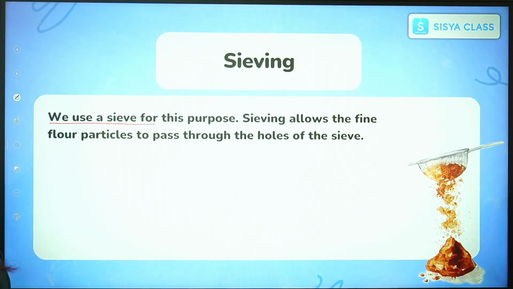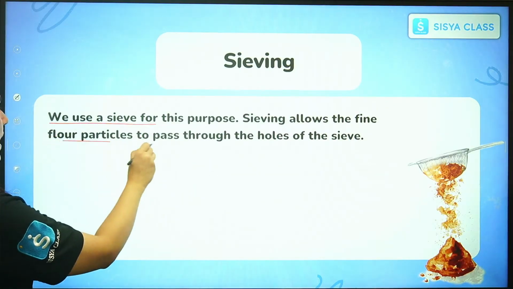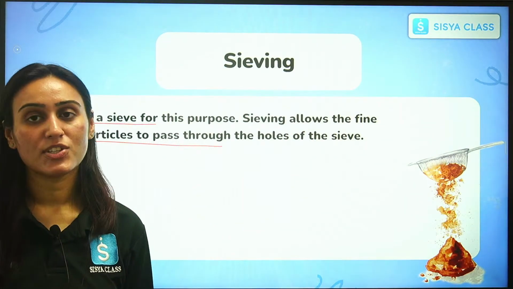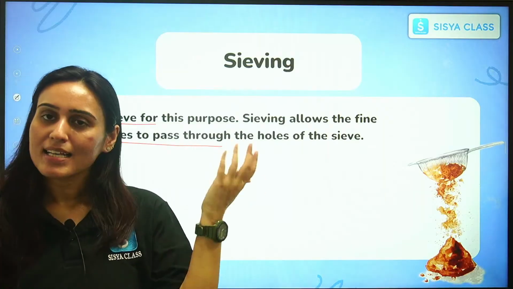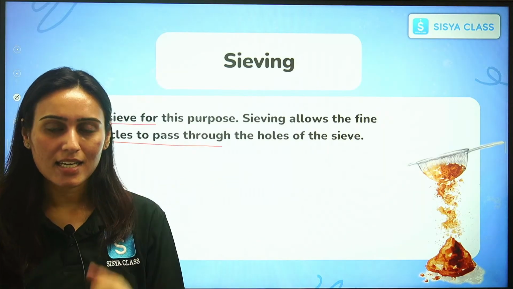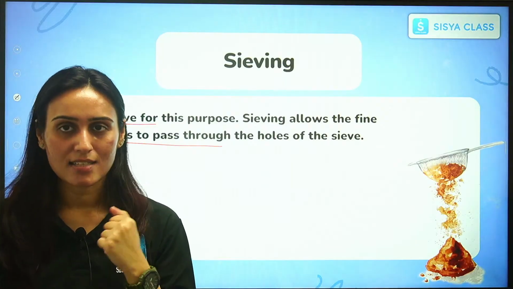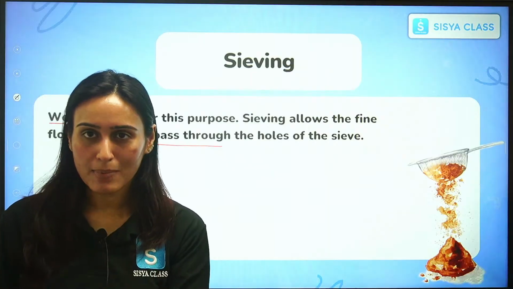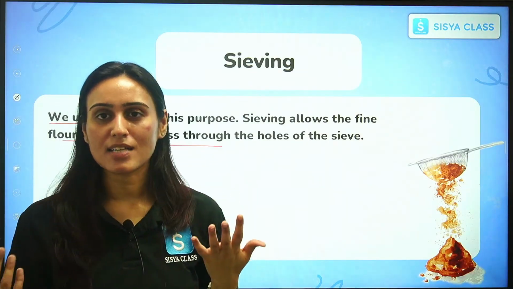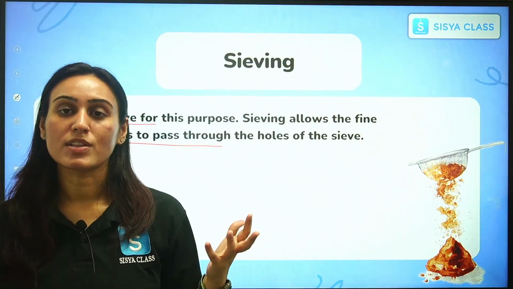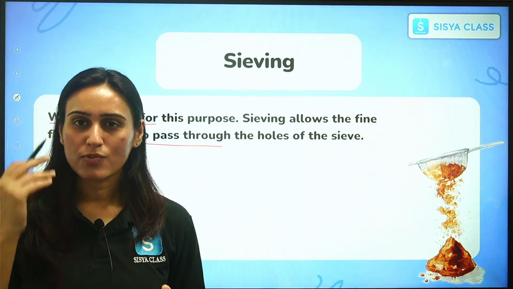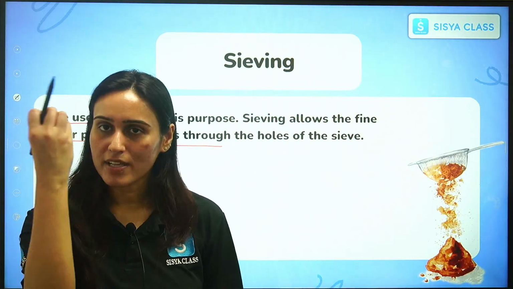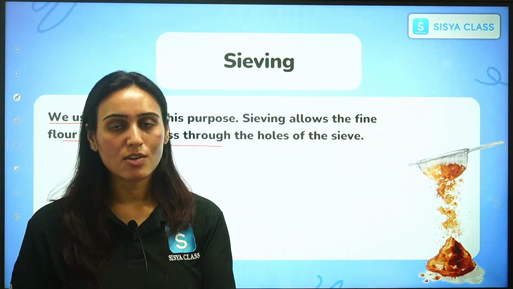So we use a sieve for this purpose. Sieving allows the fine flour particles to pass through the holes of the sieve, and your bigger particles which are not going through the holes, they will be left behind. As simple as that, right? So you have separated out two components based on size. This is your sieve. You can separate out components by using the sieve, not only flour. That is one example we are taking. If the particle size is very big for the unwanted part, you will leave those unwanted particles on the sieve, and the fine particles will go through the sieve. You can separate it out, you can use it easily.